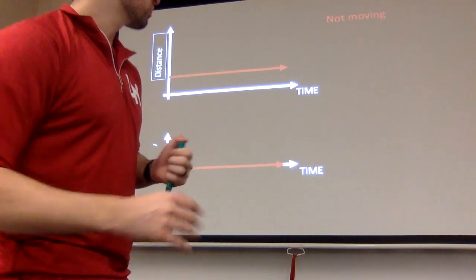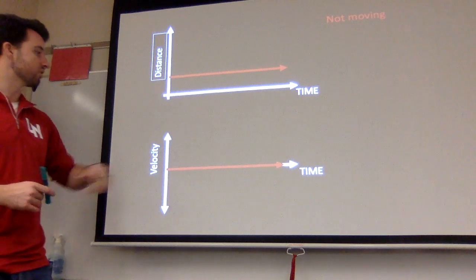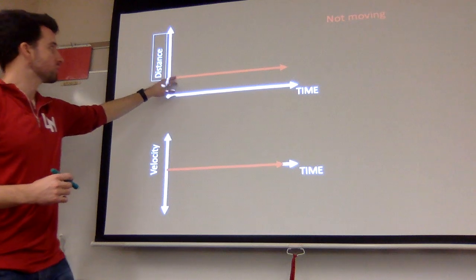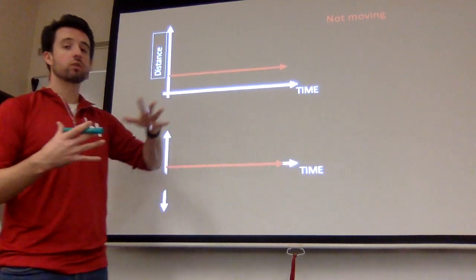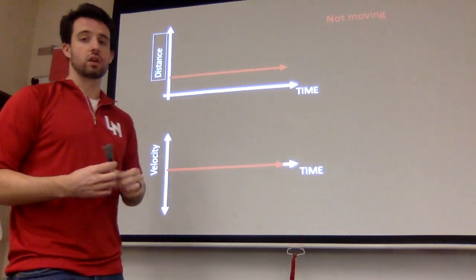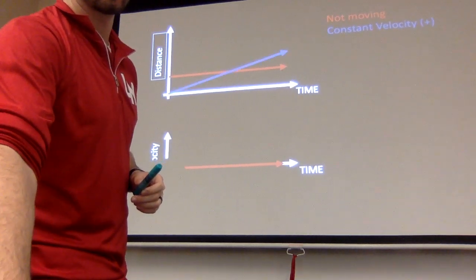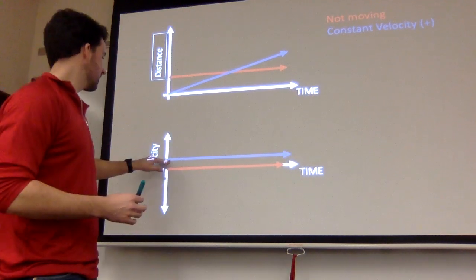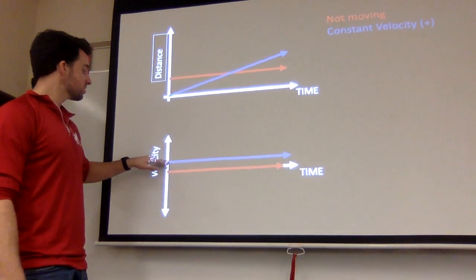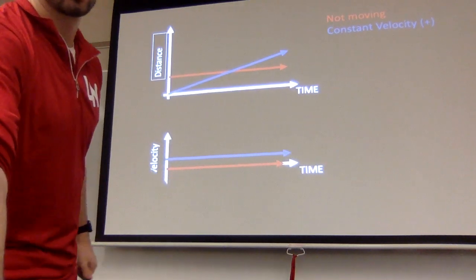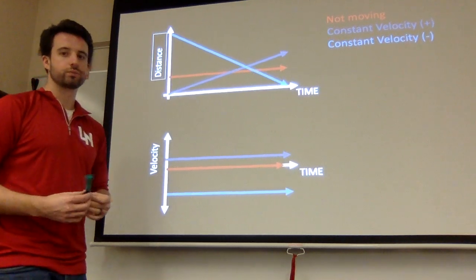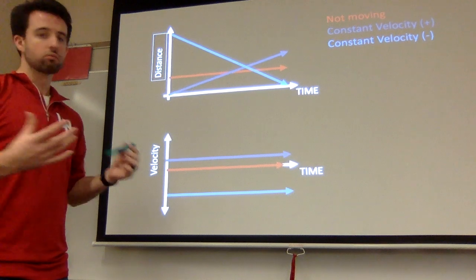Okay, so here's what not moving looks like on a velocity versus time graph. What I want you to notice is that since my distance is not changing over time, I have no velocity, so that velocity would just be 0 the entire time. Here is a constant positive velocity. Again, since my velocity is not changing over time, it's just a straight line, but here it's going to be some positive value. If I had a negative velocity, I'd be sloping downwards here. So far, so good?